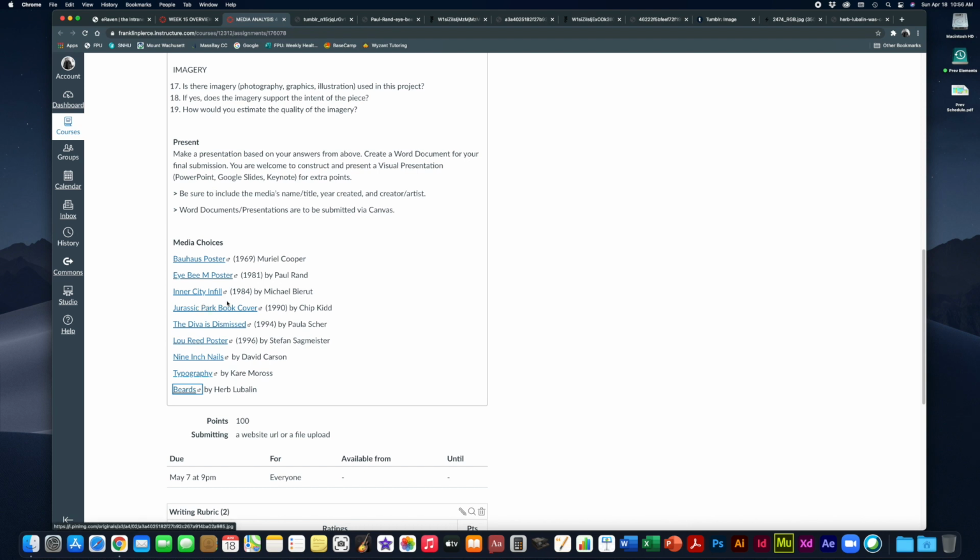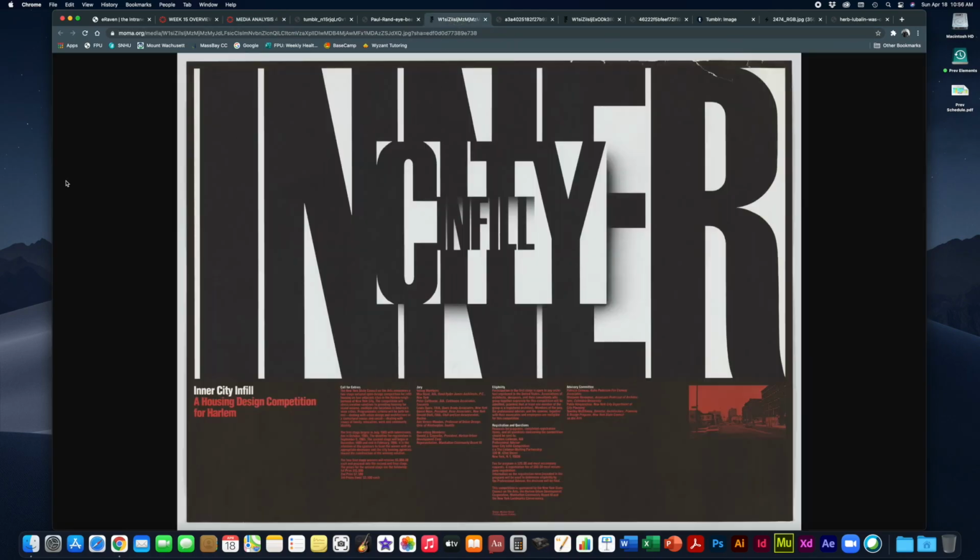All right, the third one is by Michael Bierut, called Inner City Infill from 1984. Michael Bierut, a very famous designer, known a lot for his dramatic typography work. As you can see here, lots of dramatic typography. Huge divisions in space, lots of negative space, really dramatic work. So Michael Bierut's piece.